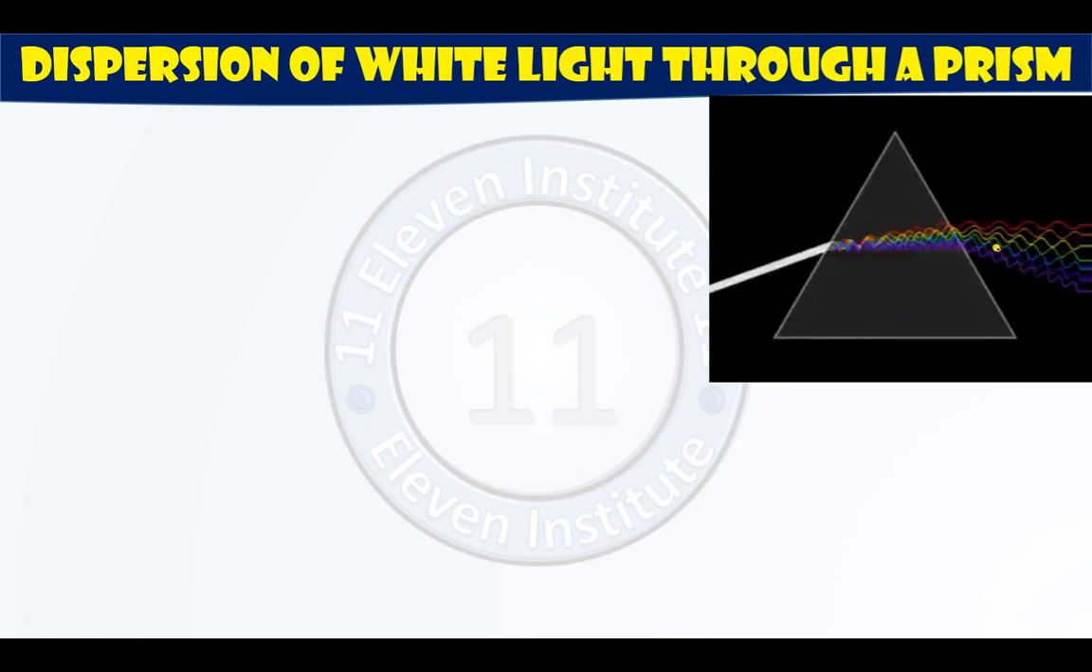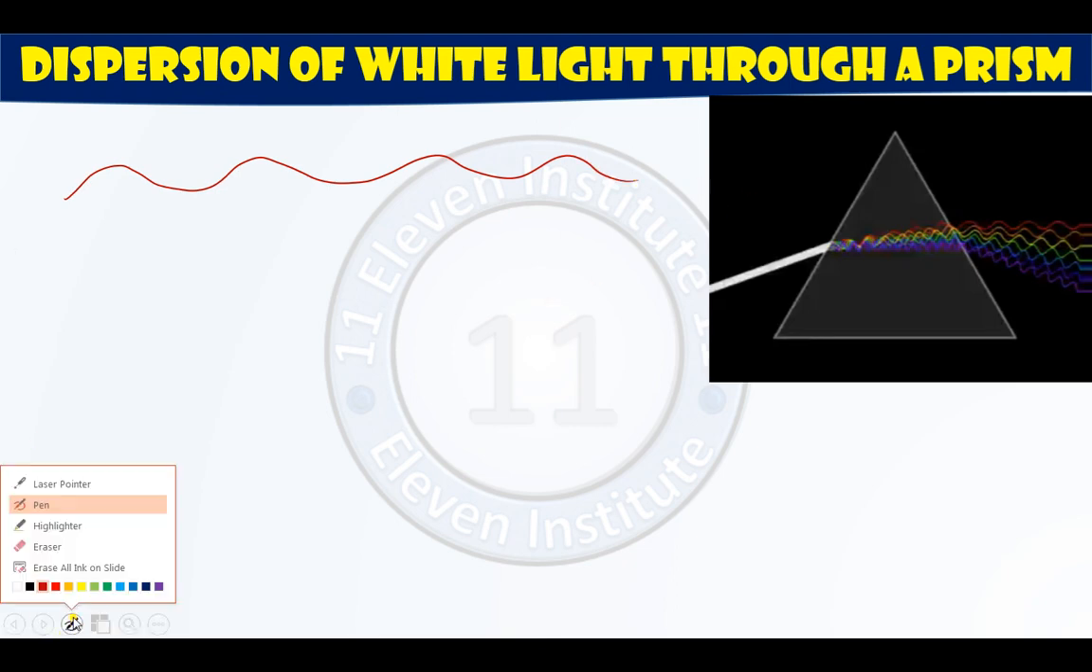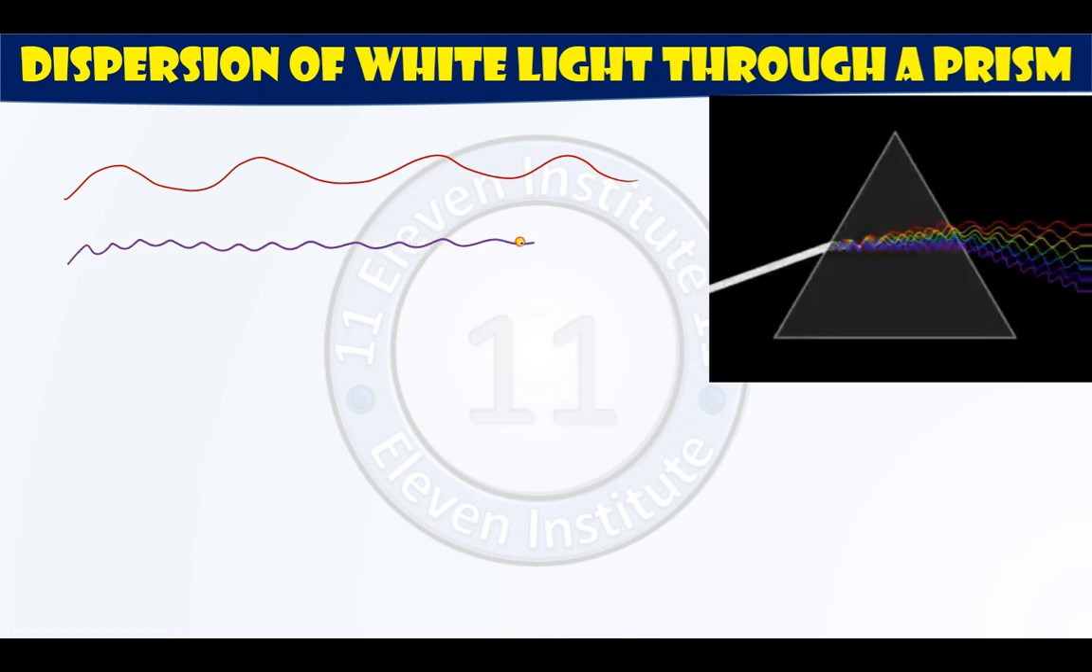See now, here I have shown you one more image. The topmost is the red one and the bottommost is the violet one, and you can see they are having different wavelengths. The red one is like this, red colored, and the violet one is like this. There is difference in their wavelength. If wavelength is different, then their speeds will be also different.